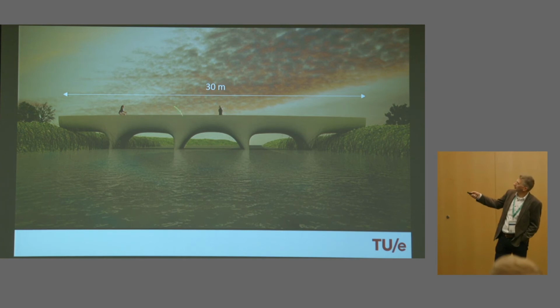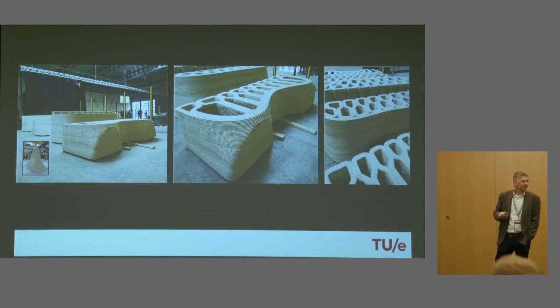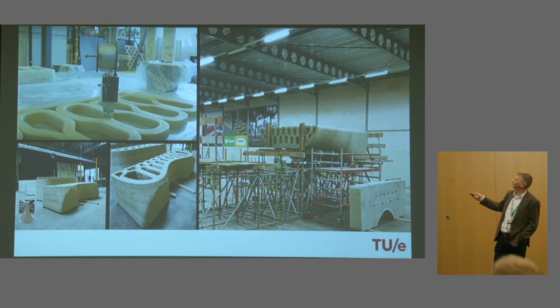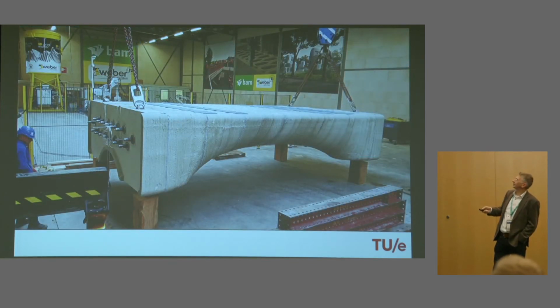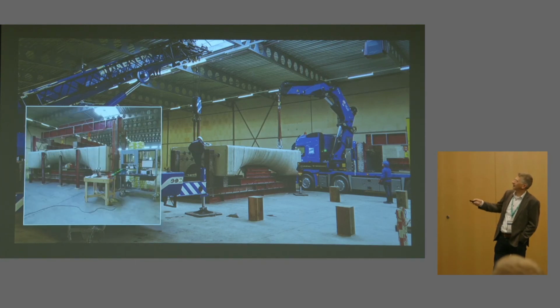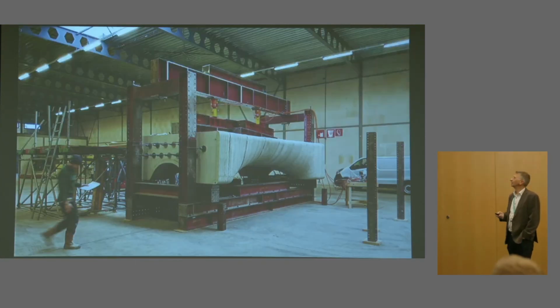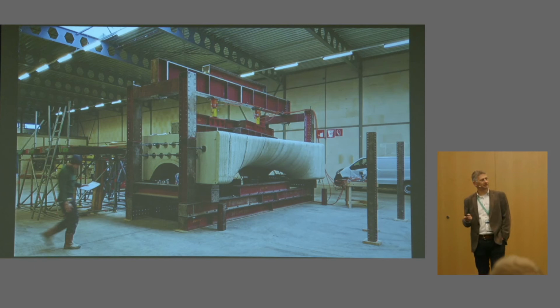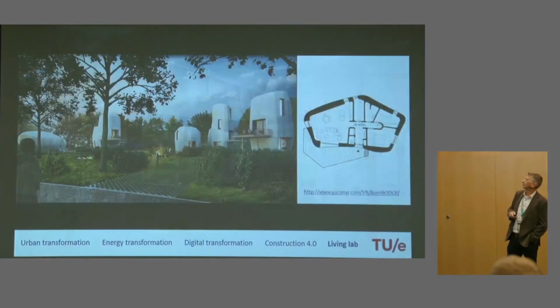I show you this part here. That part we printed already in the lab, and we tested that. So you see all kinds of shapes similar to the first bridge I showed you, stacked together here in a very industry 1.0 or 0.0 manner. And then we made our first element, lifted the element and tested it completely on its structural performance. And it was a success. The bridge has been printed completely now, all the 30 meters, and it will be assembled early next year. I think it will be ready by February or March, and then we can open the bridge, I expect.